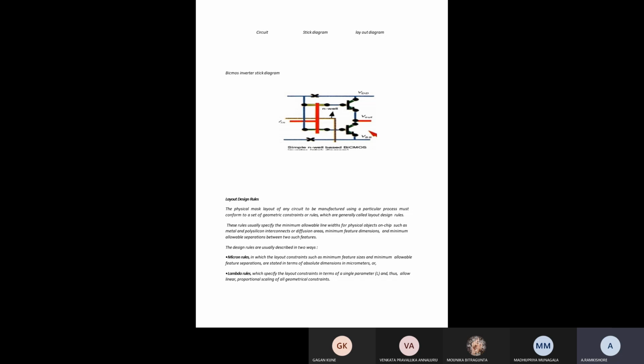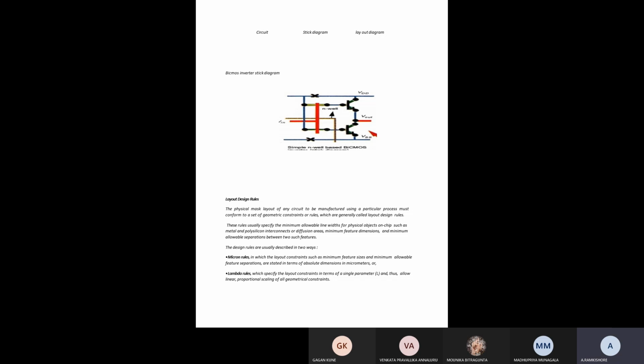For BiCMOS also, we have to represent the stick diagram. For the MOS transistors, the concept is the same. For bipolar transistors, we simply indicate the transistor symbols. This is the stick diagram for a basic BiCMOS inverter. Coming to the layout design rules, mainly we classify the design rules in two ways.